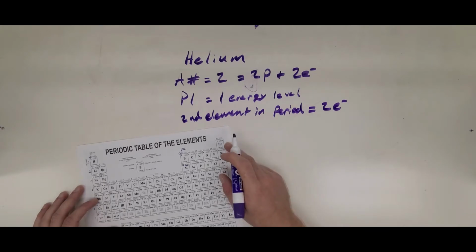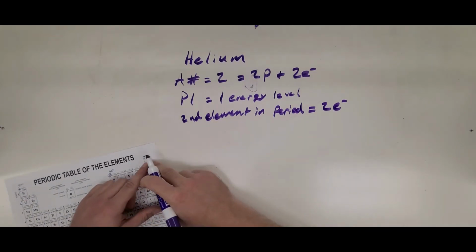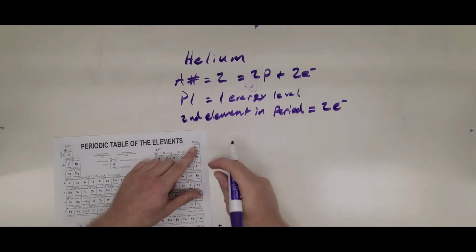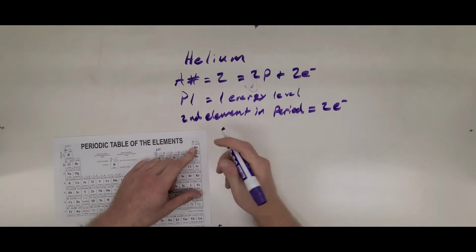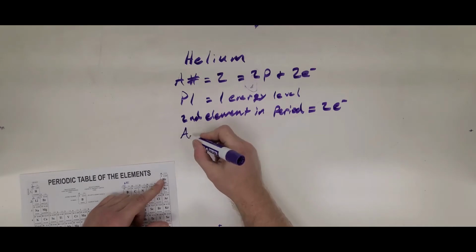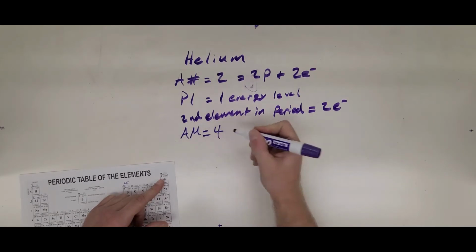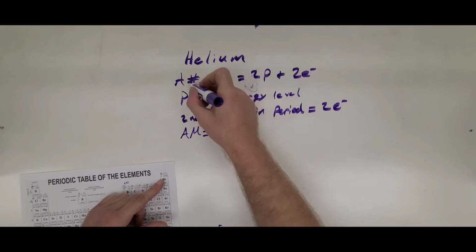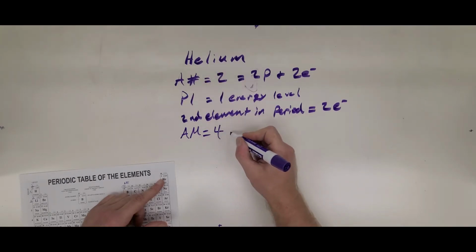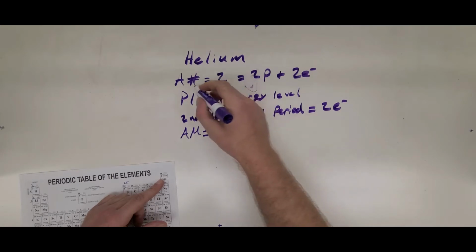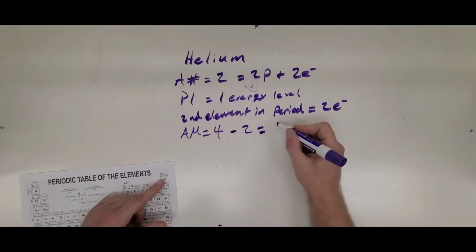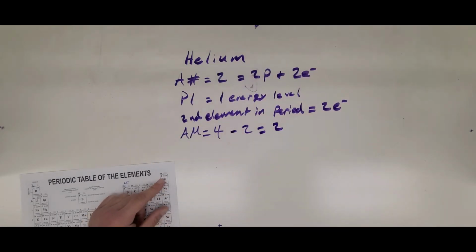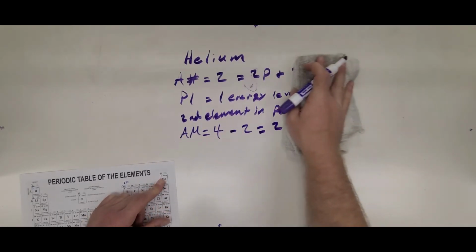Now we need to figure out the number of neutrons. To figure out the number of neutrons, we need to look at the atomic mass. If you look up your periodic table, it says it has an atomic mass of 4.0026. So we're just going to call the atomic mass equal to 4. And in order to find the number of neutrons, we need to subtract the atomic number from it. So 4 minus 2 from the atomic number, that will get us a total of 2 neutrons. Okay, now that we got that information, let's go ahead and draw this.